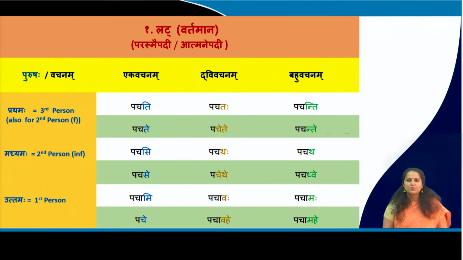So I've just given you in a format that will help you do a little bit of a comparative study of the Parasmaipadi and the Atmanepadi forms. And you see you've got Pachati and Pachate, Pachasi and Pachase. So E becomes A generally, Pachami and Pache, it's a little different. And then basically look at all the different forms to become a little more familiar with the application in these two kinds of conjugations of the same verb.